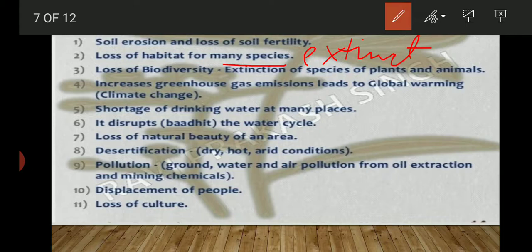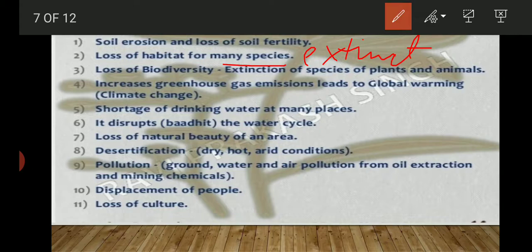Increased greenhouse gas emission leads to global warming. We know that burning of wood obtained from deforestation causes an increase in the concentration of carbon dioxide in the atmosphere, and excess of carbon dioxide causes air pollution. Carbon dioxide is a greenhouse gas and causes global warming, that is increase in the earth's temperature. Shortage of drinking water at many places, because it affects the rainfall pattern, and the deforested area receives less rainfall causing drought conditions. It disrupts the water cycle also.